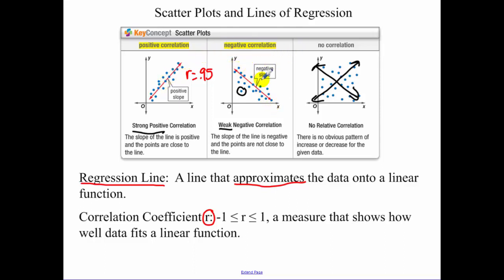Versus here, when we have a negative sloping line, our R would be negative. That tells us our slope is negative. And they don't fit as close. I bet you that one would probably be about negative 0.75. And then here, our R, when it's no correlation, would be close to 0. So I bet you it'd be something like 0.1. So just some vocab for our scatter plots and lines of regression.